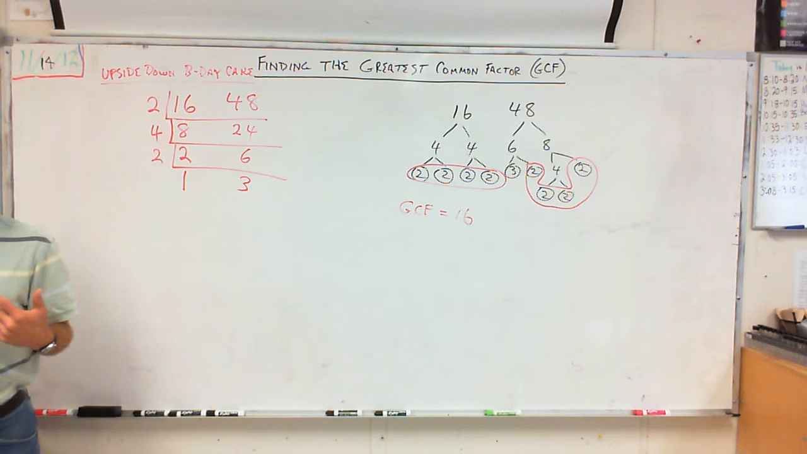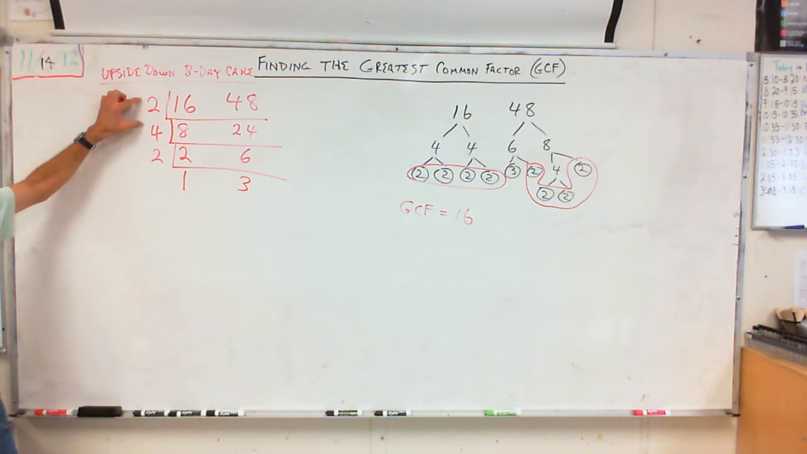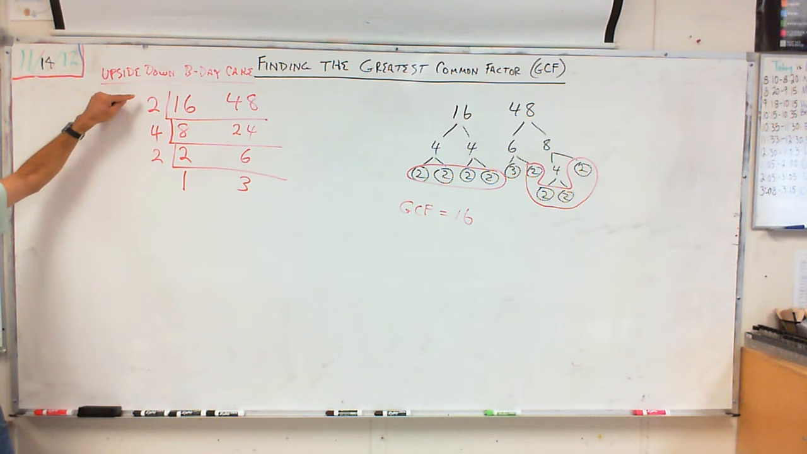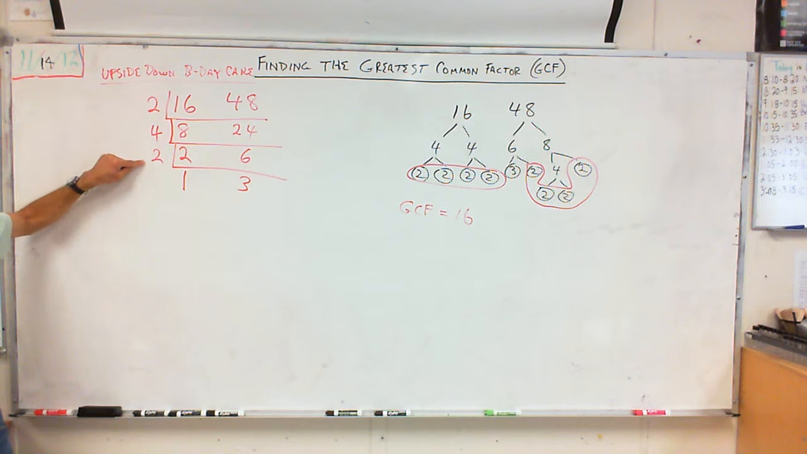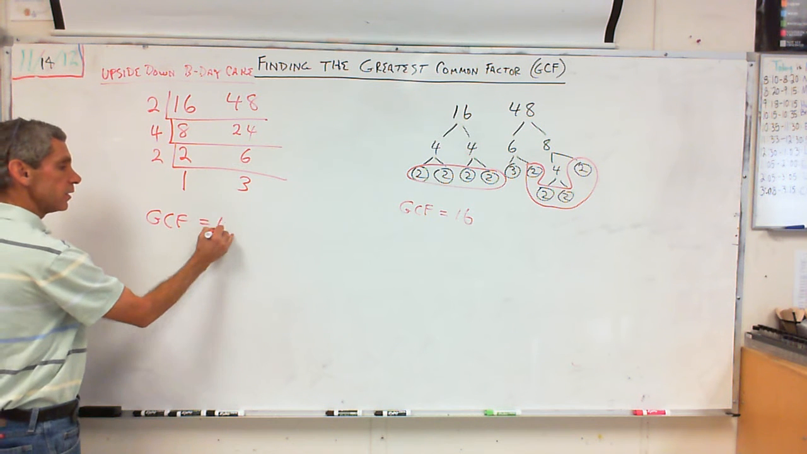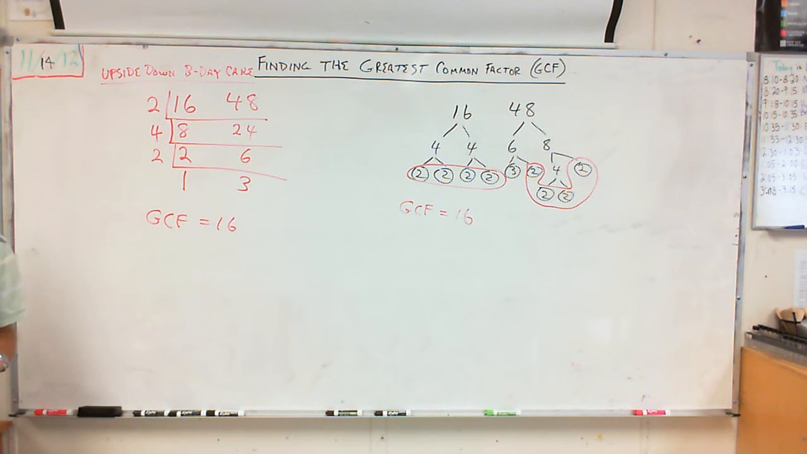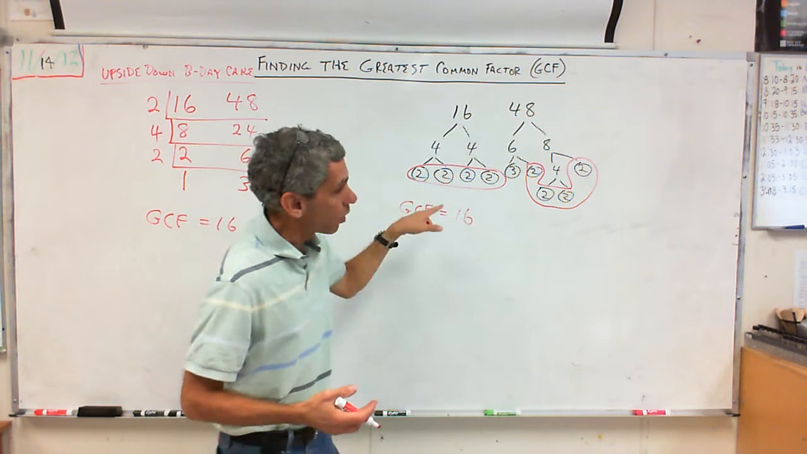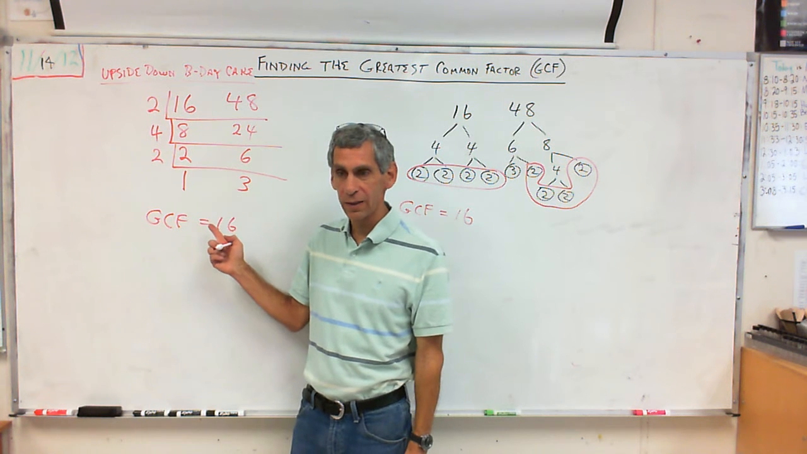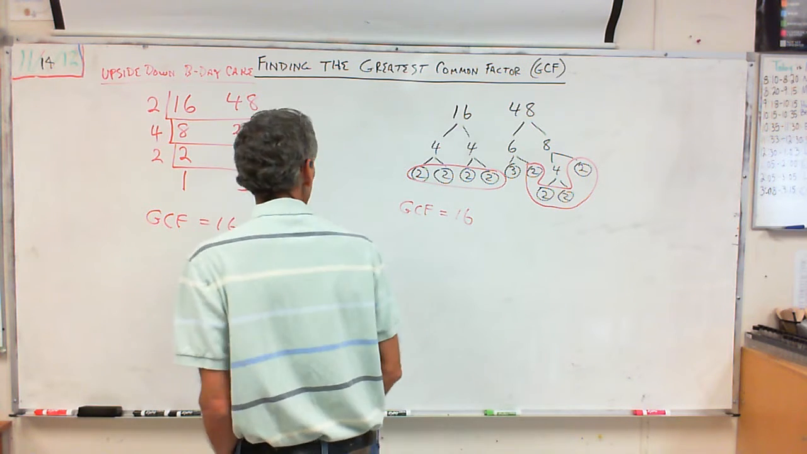So my greatest common factor is I take all these numbers here, and I multiply them together. 2 times 4 times 2. What's 2 times 4? 8. What's 8 times 2? 16. So my greatest common factor is 16. Isn't that cool? It's a great method. This is way faster. Right? Do you see what I'm saying? Yes. It's a huge, huge improvement.